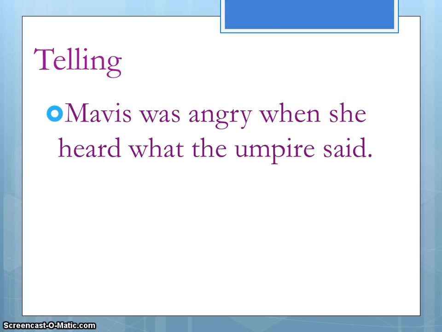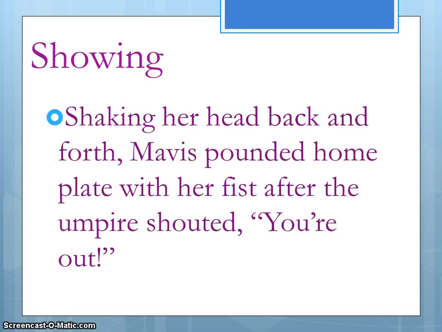Now here's another example that's telling. Mavis was angry when she heard what the umpire said. Again, it's just an announcement. We already said she's angry. So now we need to figure out how we can show how angry she is. But remember, you don't always have to write a whole paragraph to show instead of tell. This is still one sentence, but look at how much more visual this sentence is than the previous one. Shaking her head back and forth, Mavis pounded home plate with her fist after the umpire shouted, "You're out!"